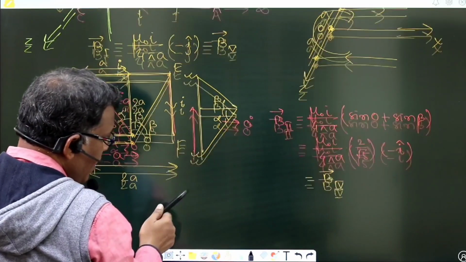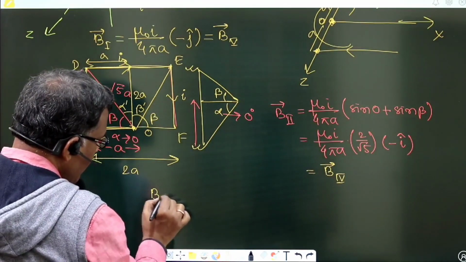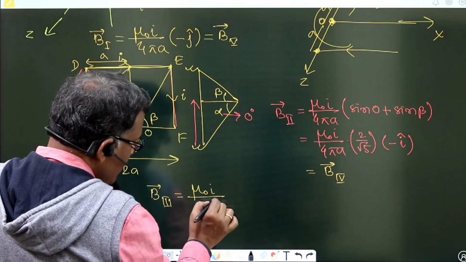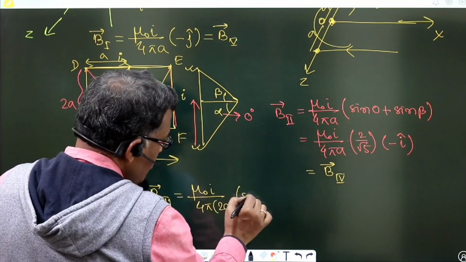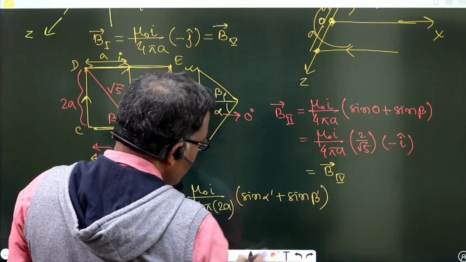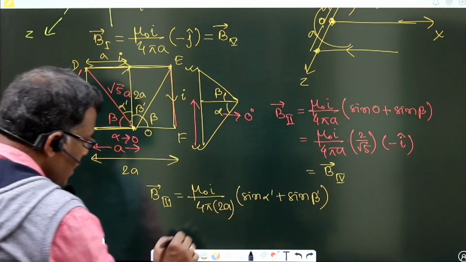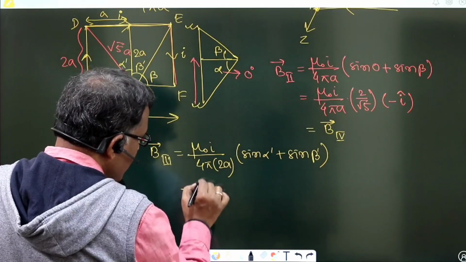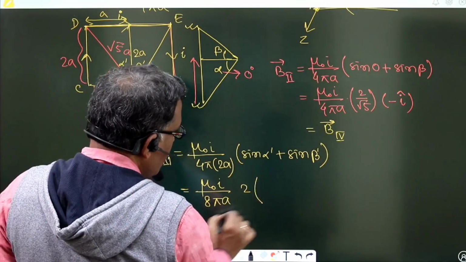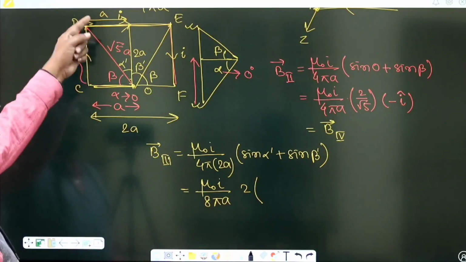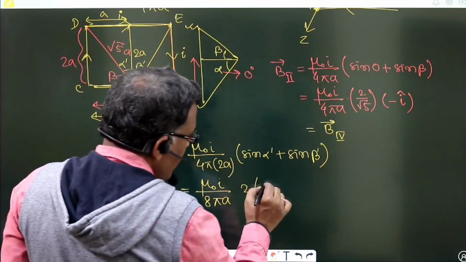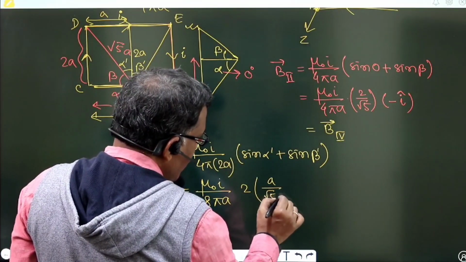So the magnetic field due to section 3 will this time be mu naught I by 4 pi into the shortest distance 2A, into sine alpha dash plus sine beta dash. Both alpha dash and beta dash are equal. So I can write it as mu naught I by 8 pi A, twice sine alpha dash. For sine alpha dash, this is the perpendicular, this is the hypotenuse, so it can be written as A by root 5 A.